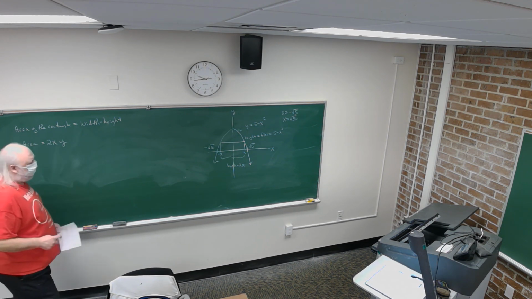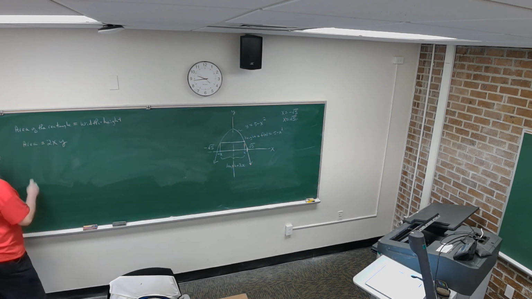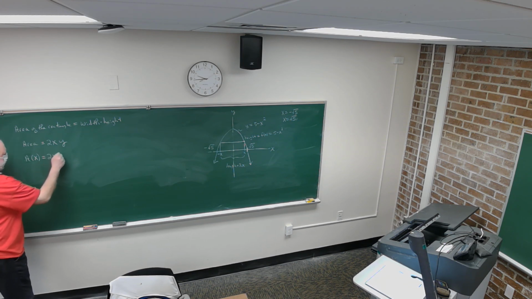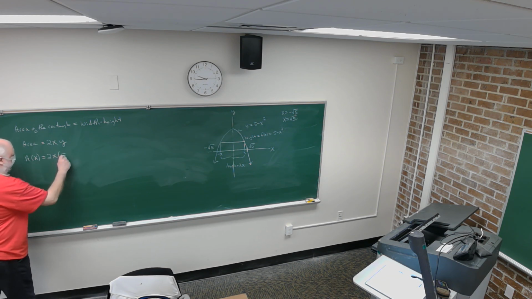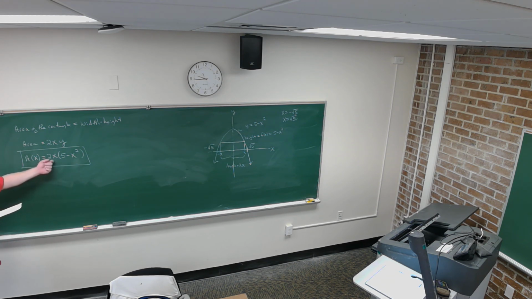So the area is the total width times the height. The height is y, and y is equal to 5 minus x squared. And so we can write the area as a function of x. I'm going to use A of x. Area as a function of x is equal to 2x times y, which is 5 minus x squared. So this is width times height. The width of the rectangle is 2 times x, and the height is the value of the quadratic function at that value of x, which is 5 minus x squared.